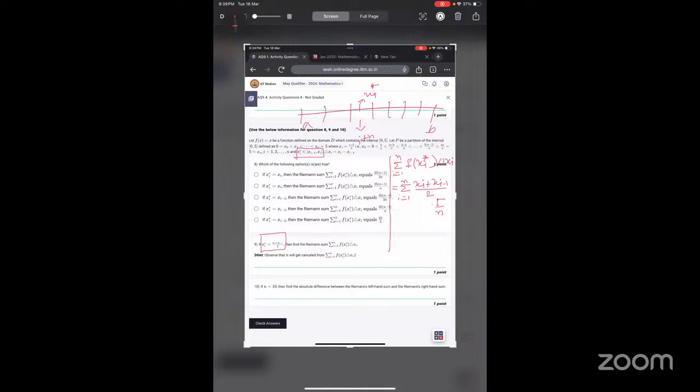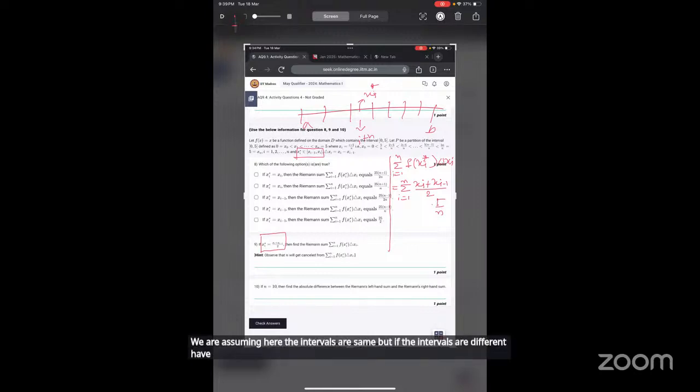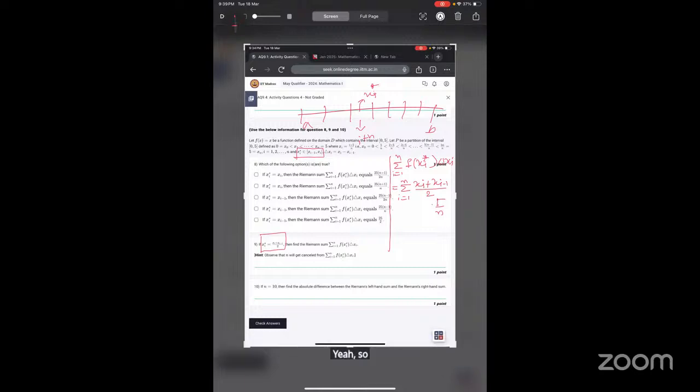Ma'am, here we are assuming the intervals are the same, but if the intervals have different sizes, how would that work? So delta x is the length of the interval. If you have different sizes, then you have to write it separately; separate terms will come. But normally in the exam, I think they will only give equal intervals, so that you can do something in general.